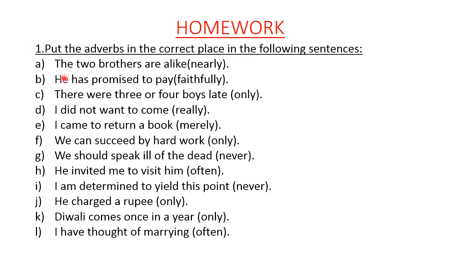Moving ahead, the 2 brothers are alike. The 2 brothers are alike, bracket, nearly. So you have to correctly place this nearly in the sentence. Clear? Moving next. He has promised to pay, bracket, faithfully. See, there were 3 or 4 boys late, bracket, only. Fourth, I did not want to come, bracket, really. Fifth, I came to return a book, bracket, merely.